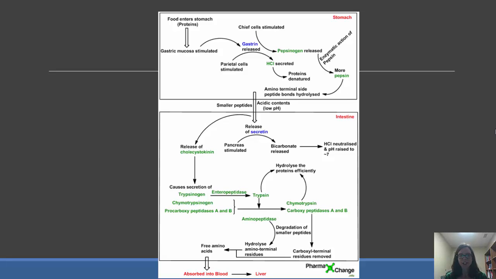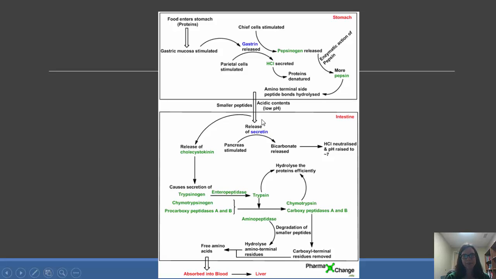Okay, and here's a little bit drier graphic, but it gives us a really good picture of all of the enzymes that are in play. So this is just to recap what we've talked about. Food enters the stomach, gastric mucosa are stimulated, gastrin is released, hydrochloric acid is secreted, and pepsinogen is released. Hydrochloric acid helps to denature the proteins and also converts pepsinogen to the active form of pepsin, which helps to hydrolyze some of the peptide bonds.